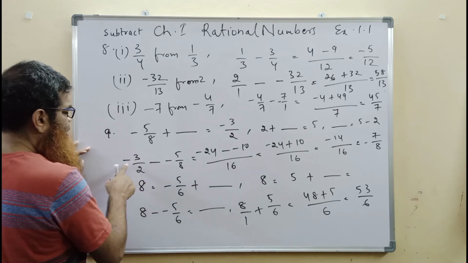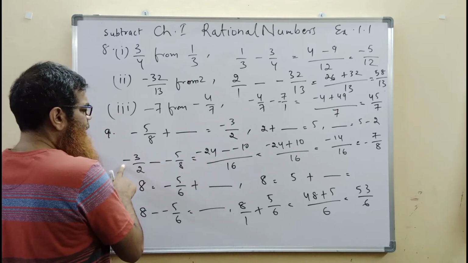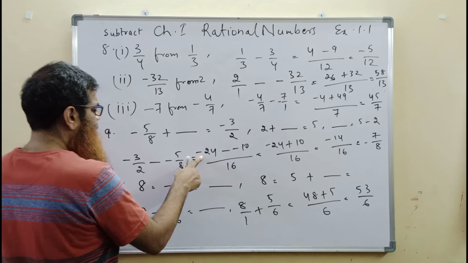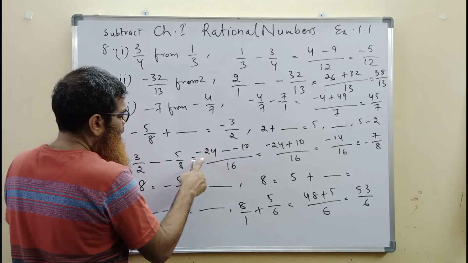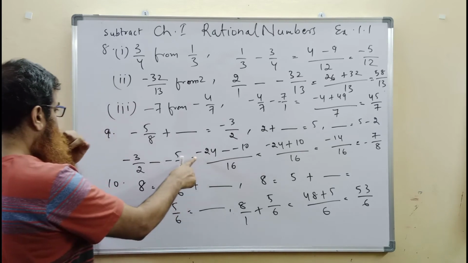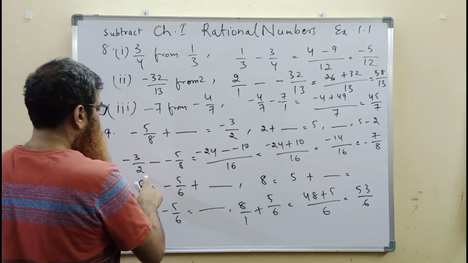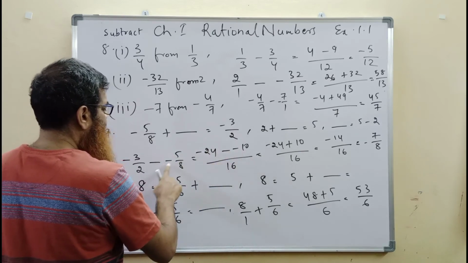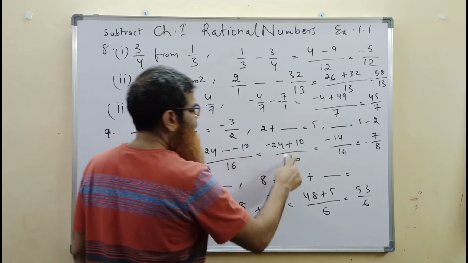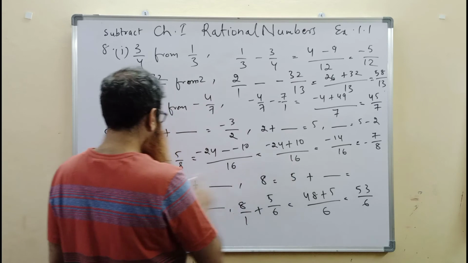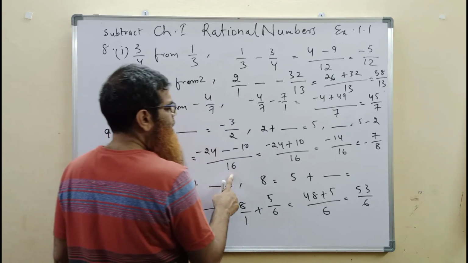So here 8 3s are 24. The negative sign here, one of the involved numbers is a negative integer, so we put a negative sign here. 2 5s are 10, minus of minus, so it becomes plus. Minus 24 plus 10 is divided by 16. 2 8s are 16 in the denominator.